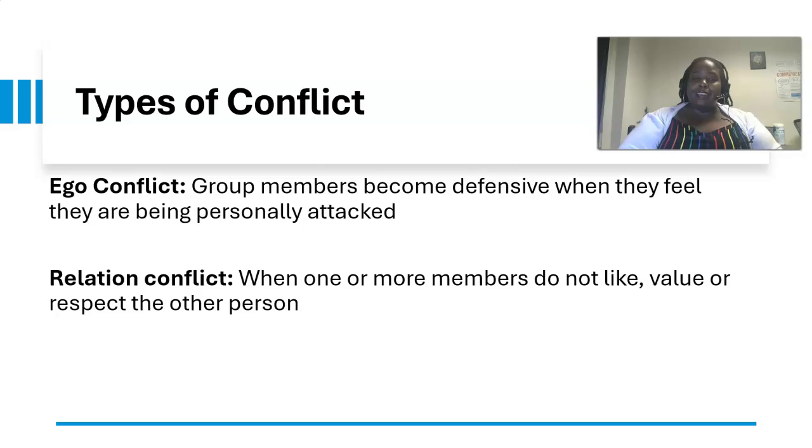Then there's relational conflict, which is when one or more members do not like, value, or respect the other person. So this is when we get personal. We want to make sure to not get personal, especially in this class, because we're in this class for a relatively short time, whether it be a full semester, shorter semester, or the fast track semesters. We don't want to spend this time arguing and involving our egos or personal attacks.